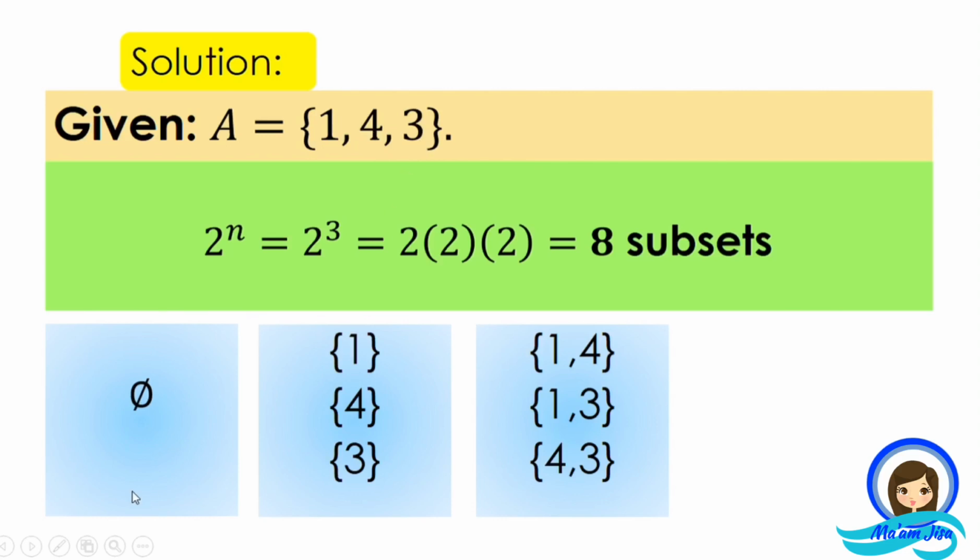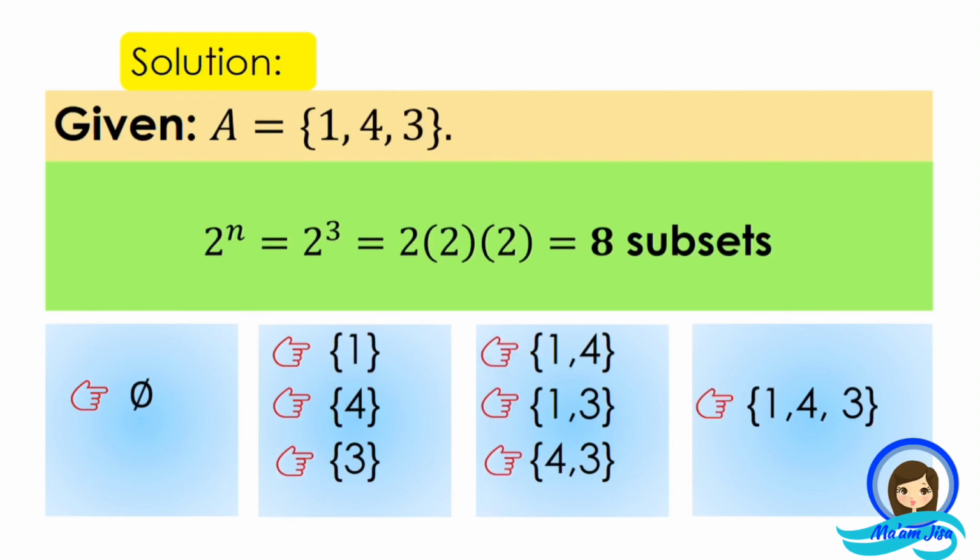So let's try to count them. 1, 2, 3, 4, 5, 6, 7. We already have 7 subsets, and since there are 8 subsets, the last subset is the set itself. So we already have 8 subsets. As a hint in listing the subsets, start with the empty set, because the empty set is a subset of any set, and the last subset is the set itself. So you just have to find the subsets in between these two.